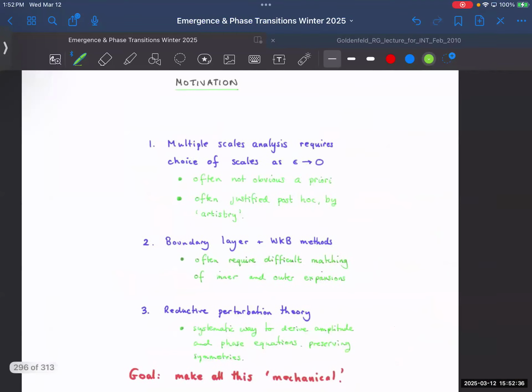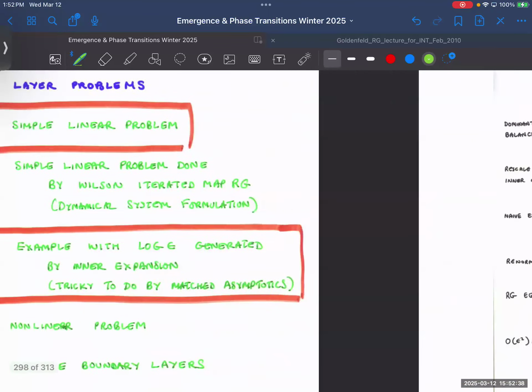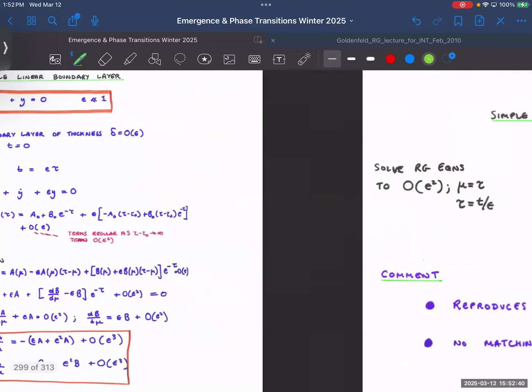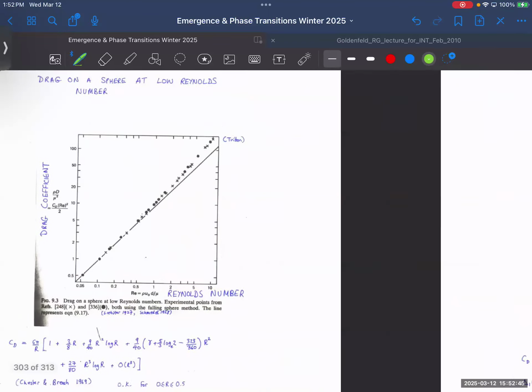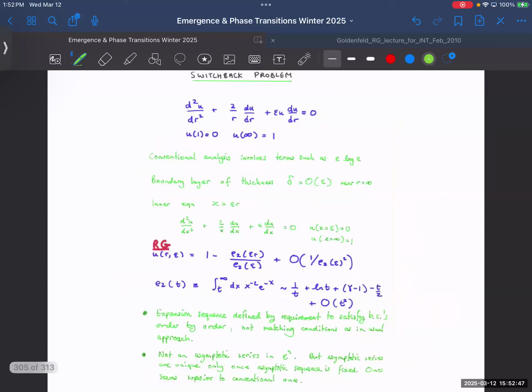Okay, so I want to show you something very, very amazing. Here's an equation at the top of the page. Can you see this horrible nonlinear equation? This is a toy model of the Navier-Stokes equations for the flow around a sphere. If you tried to solve this problem, I guarantee you would not be able to solve it.